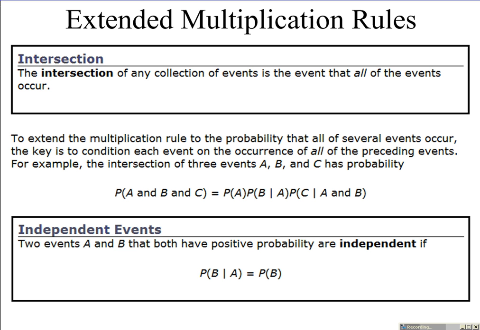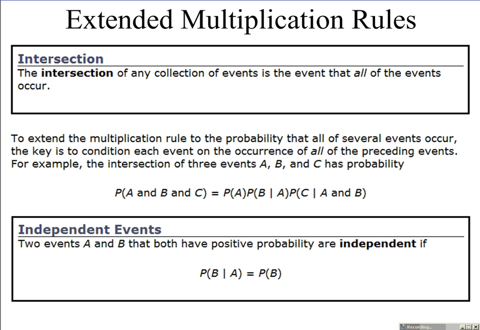The intersection of any collection of events is the event that all of the events occur. To extend the multiplication rule to the probability that all of several events occur, the key is to condition each event on the occurrence of all of the preceding events. For example, the intersection of 3 events has this probability: probability of A happening times the probability of B happening given that A has happened times the probability of C happening given that A and B have happened. If 2 events A and B both have a positive probability and are independent, then the probability of B given A is simply the probability of B happening.